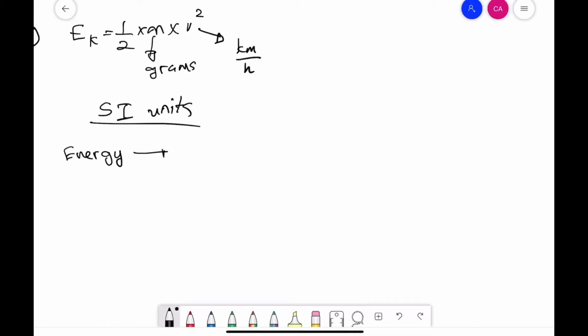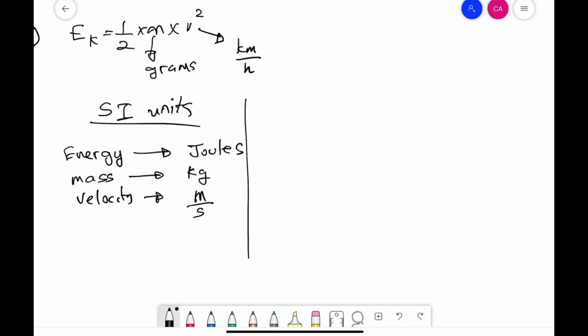energy is in joules, mass is in kilograms, and velocity is in meters per second. So we need to convert the non-SI units into SI units. So how are we going to do this? For mass, we need to convert grams into kilograms. So we need to divide the mass by 1000 in order to convert grams into kilograms.